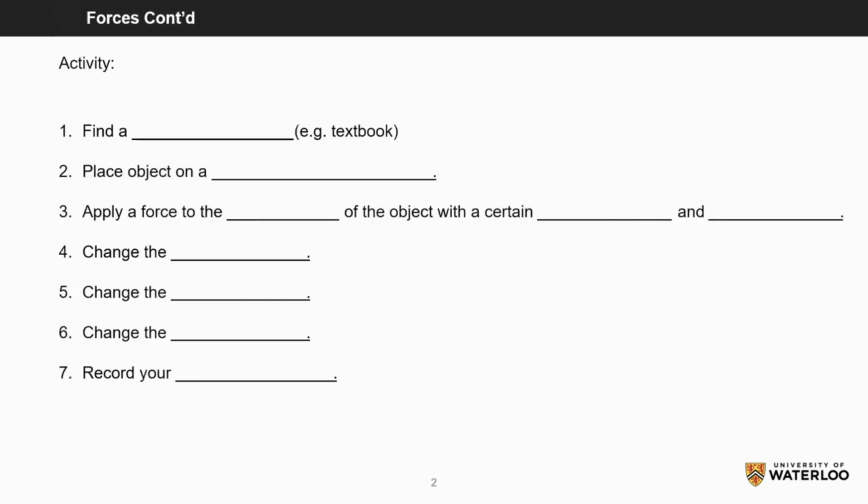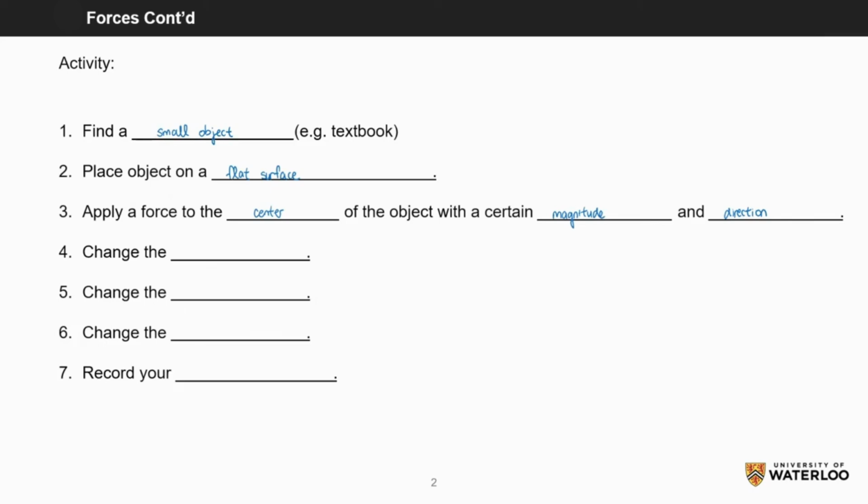Complete this mini activity on your own to become familiar with the three properties of a force. Find a small object in your house. A good example would be a textbook or book. Lay the object down on a flat surface. Using your hand, push at the center of one of the faces of the object with a consistent magnitude and direction. Use this as your reference experiment.